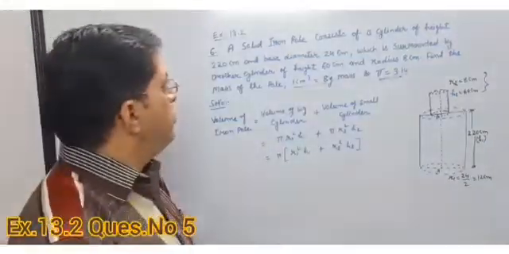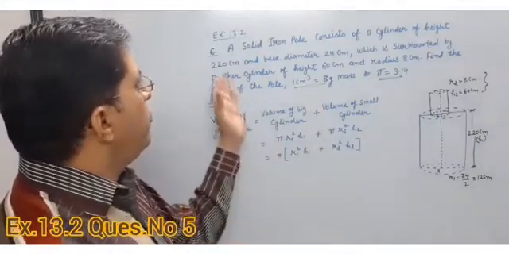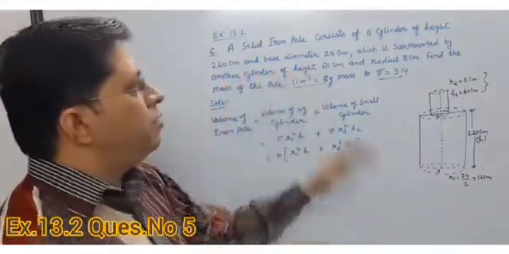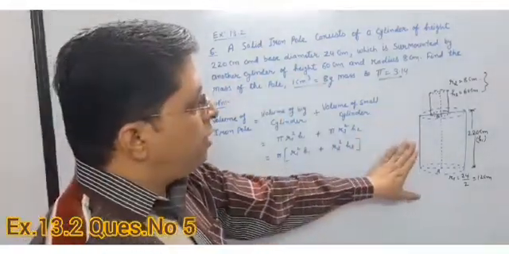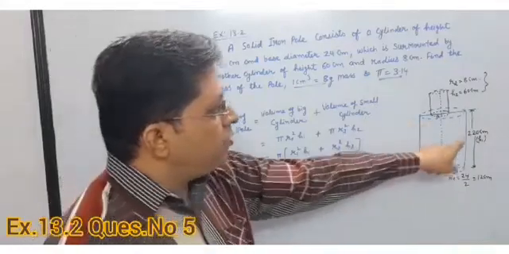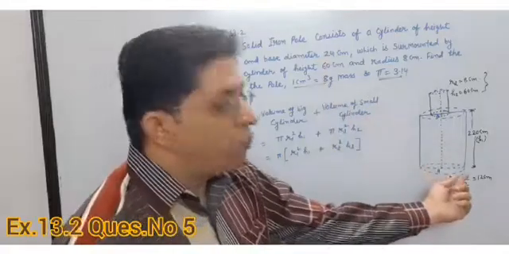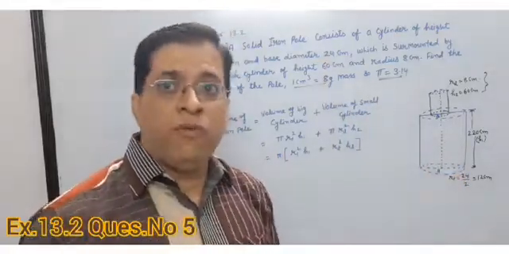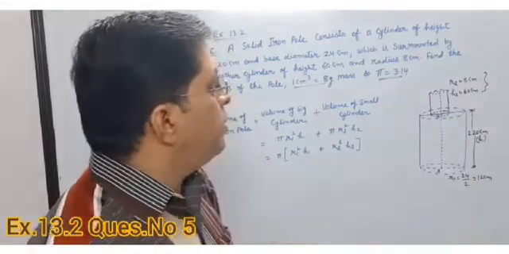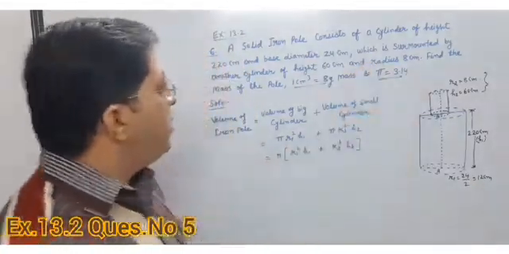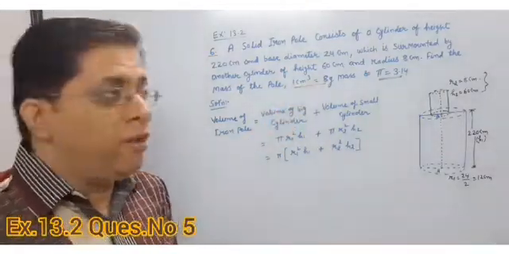Yes, now the next question is, a solid iron pole consists of a cylinder of height 220 centimeter and base diameter given to you 24 centimeter. One iron pole is there, two cylinders are there. One cylinder height is 220 centimeter and its base diameter is 24 centimeter. If diameter is 24 centimeter, then radius will be 12 centimeter, which is surmounted by another cylinder of height 60 centimeter and radius 8 centimeter.